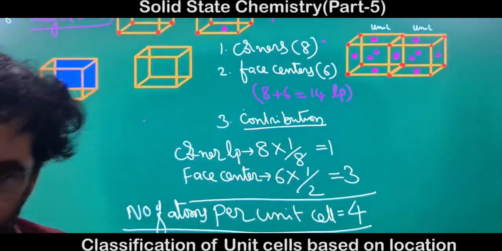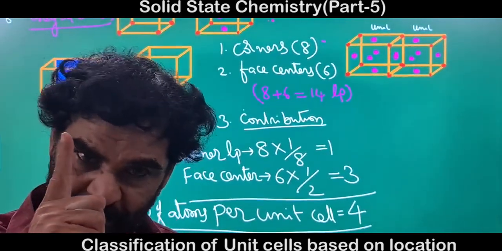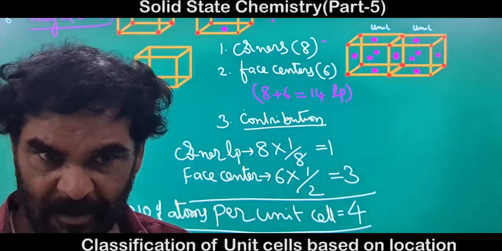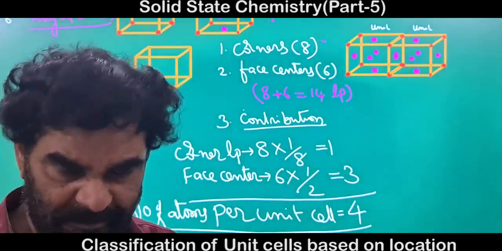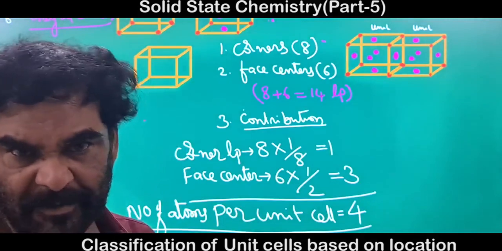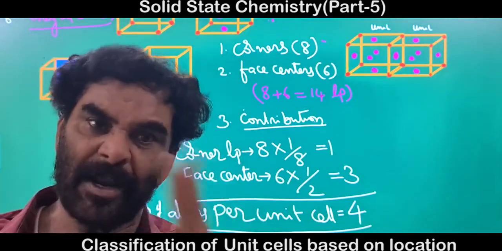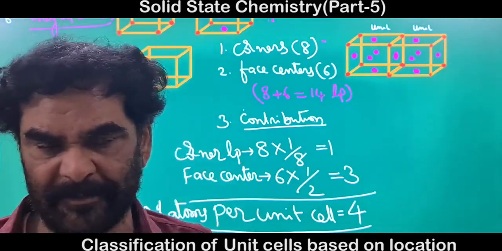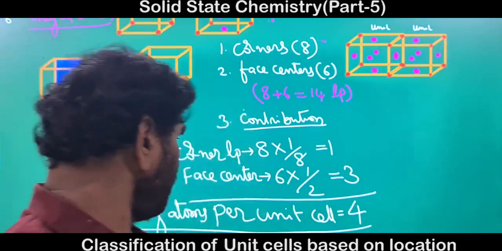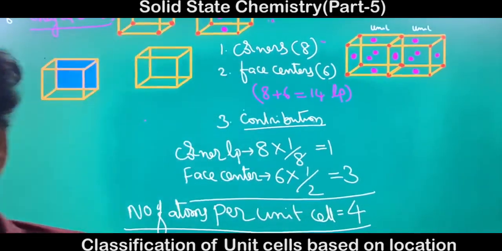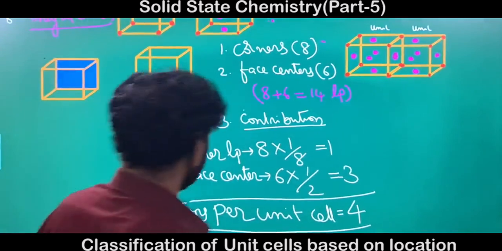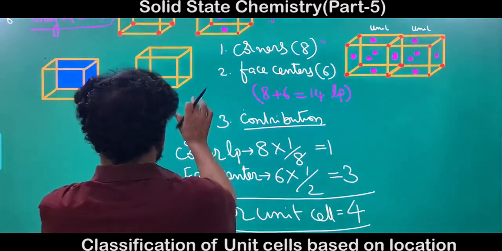For a simple unit cell, only 1 atom is required. For the construction of the body centered unit cell, 2 are required. And for face centered, 4 are required.